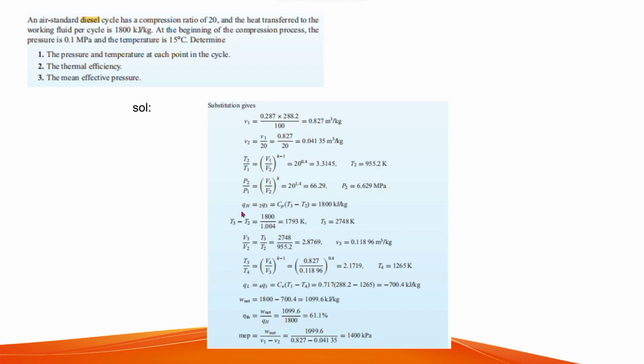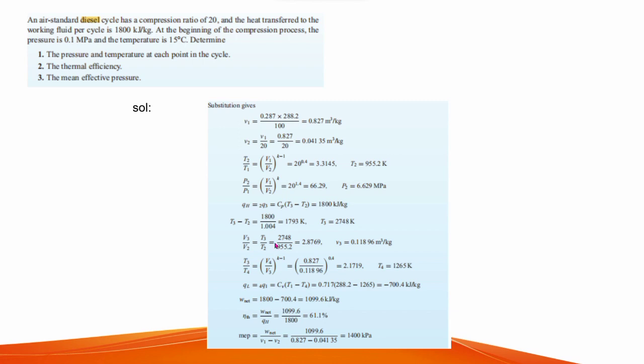megapascal. And then we have the heat added, Q23, is equal to Cp times T3 minus T2, and it is equal to 1800 kilojoules per kilogram, which is our heat transferred. And then T3 minus T2 is equal to 1800 kilojoules per kilogram over 1.004, which is equal to 1793 Kelvin. So our T3 here would be equal to 2748 Kelvin.